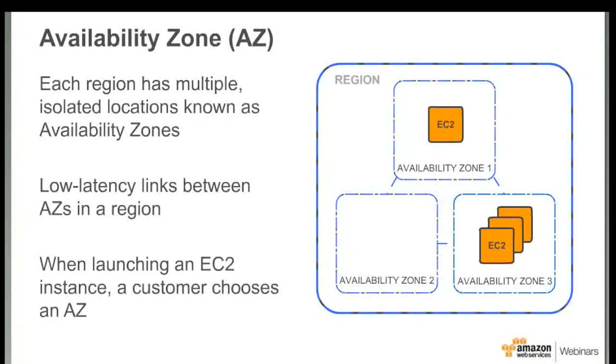An availability zone or AZ: each region has multiple isolated locations, and these are known as availability zones. And really they're a logical group of data centers. Availability zones have low latency links between them within a region. And when launching an EC2 instance, a customer chooses an AZ. So the customer will choose the region that the EC2 instance should be in, and then also the AZ that it should be in. And note that some customers distribute their instances across multiple AZs to have extremely high fault tolerance. And today we have 28 AZs worldwide.